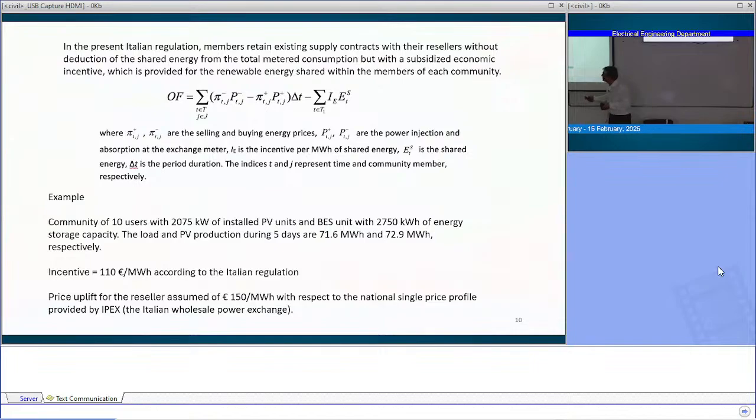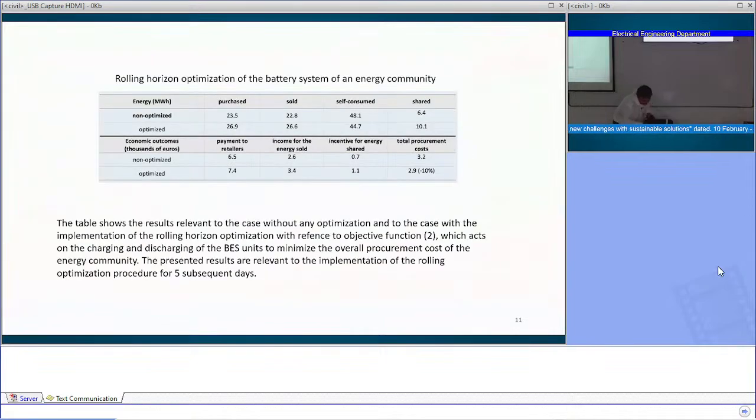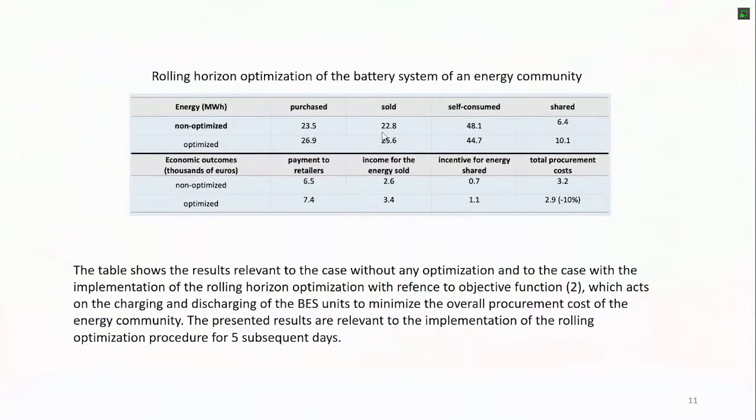We have also assumed that the resellers have a price that is above the wholesale price of this quantity. And the results of this optimization, a rolling optimization during the day, are as follows.